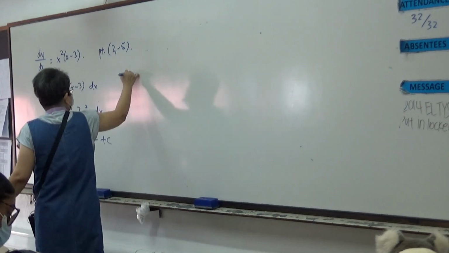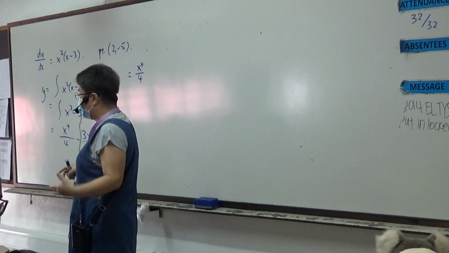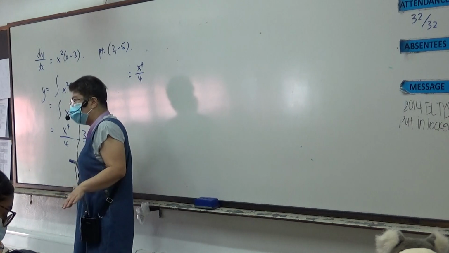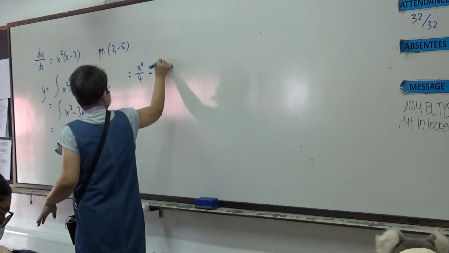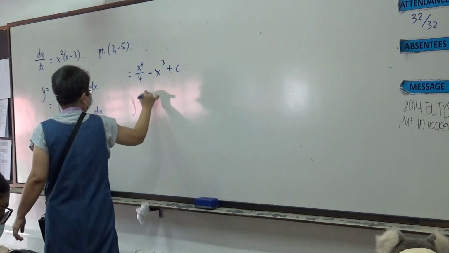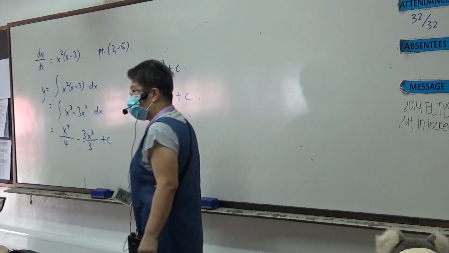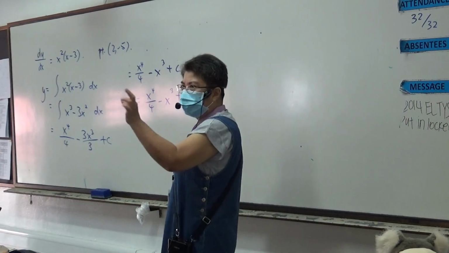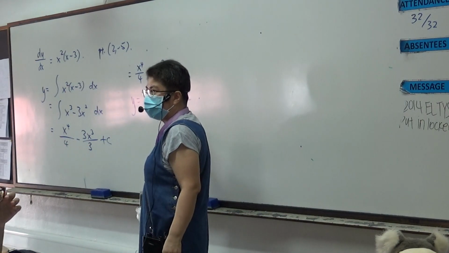Now, of course, x^4 over 4 is x^4 over 4. Some people do this for a long time, they don't know 3 over 3 is 1. Actually, this can be simplified. So it's negative 1 x cubed plus c, right? That means I have the equation. What must I find in order for the equation to be complete? C, right? The constant c.